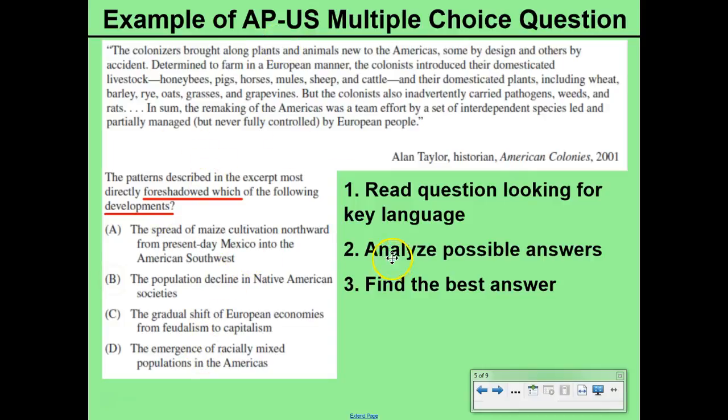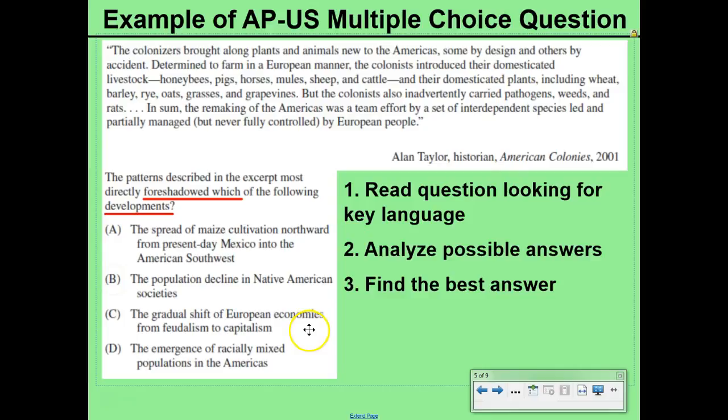Let's do number 2 now. Let's analyze possible answers. A, the spread of maize, aka corn cultivation northward from present-day Mexico into the American Southwest. We know that happened well before the Columbian Exchange. We can kick that one out right away. B, the population decline in Native American societies. We know that this was an effect of the Columbian Exchange, and it goes along with this inadvertently carrying pathogens.